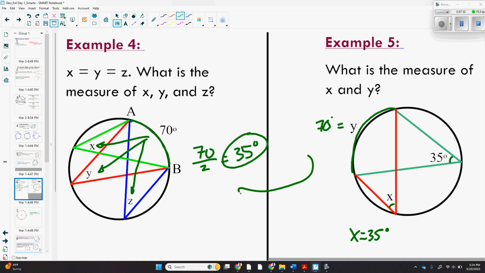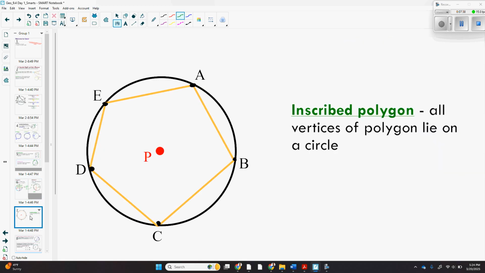All right. Let's try some different ones with polygons now. And when we talk about polygons, we need to know what an inscribed polygon is. This means that all the vertices, all the corners of the angles of that polygon lie on the circle. Just like that. So I could have different types of inscribed polygons, maybe an inscribed triangle.